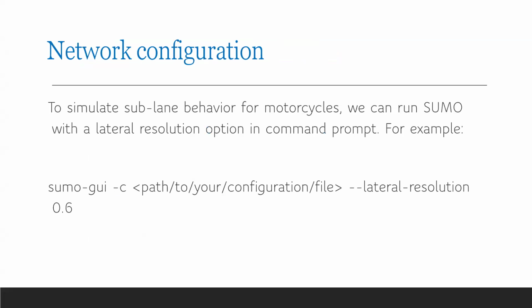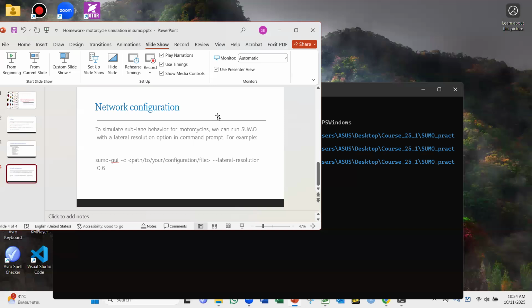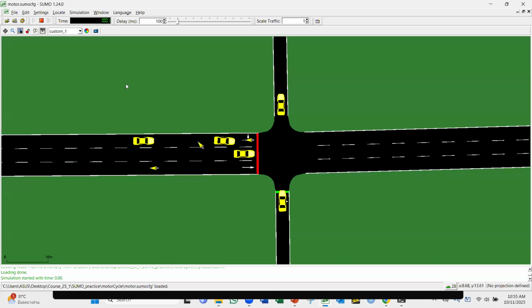And for network configuration, what I have already shown at the very first of this video, to simulate the sublane behavior of motorcycles, we have to write sumo-gui and this code. The code displayed here, we have to write in the command prompt, and lateral resolution is usually 1 for the default case. The more we reduce it, the more it acts like sublane behavior, or the motorcycles will behave with more lateral resolution. So I'm using 0.6 here. And that's it, let's again go to my simulation run, see my simulation.